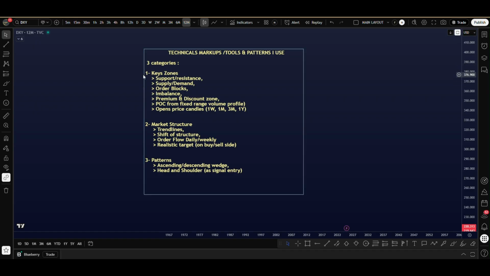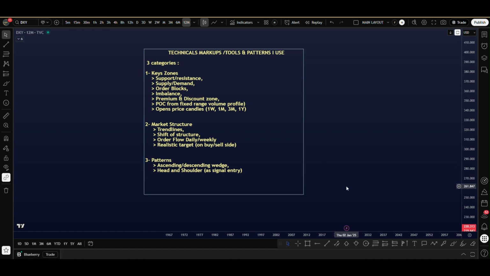The first category will be the key zone. This is the list, and you can see there are a bunch of tools I use to draw my key zones. The second category will be the market structure, and this is the list of tools I use to mark my market structure. And then we have the third category, which is the patterns. This is the list of patterns I use. So ascending, descending wedge, head and shoulders, and so on and so forth.